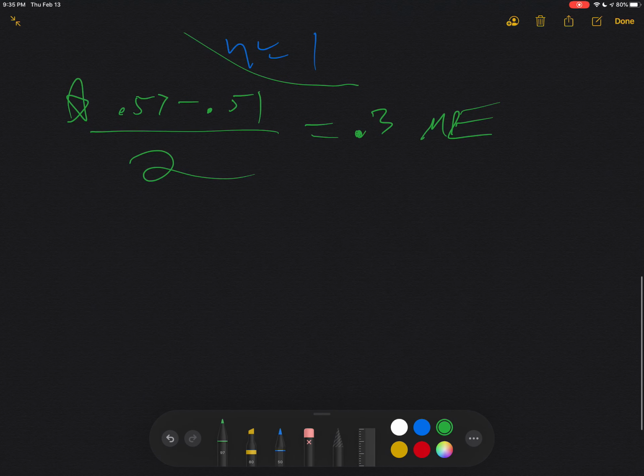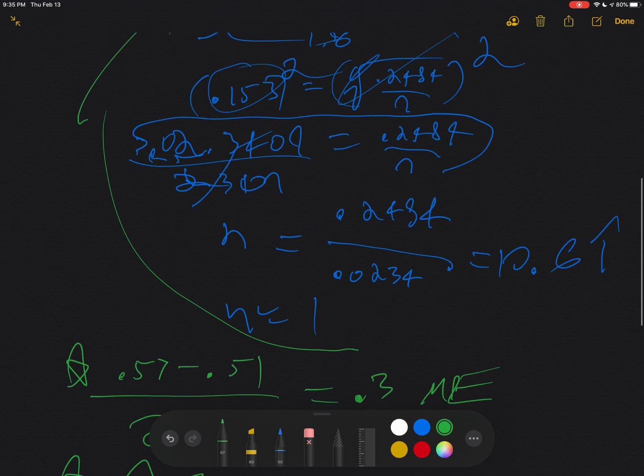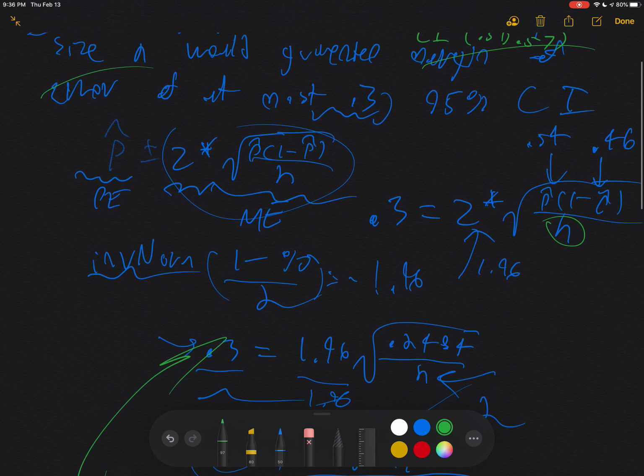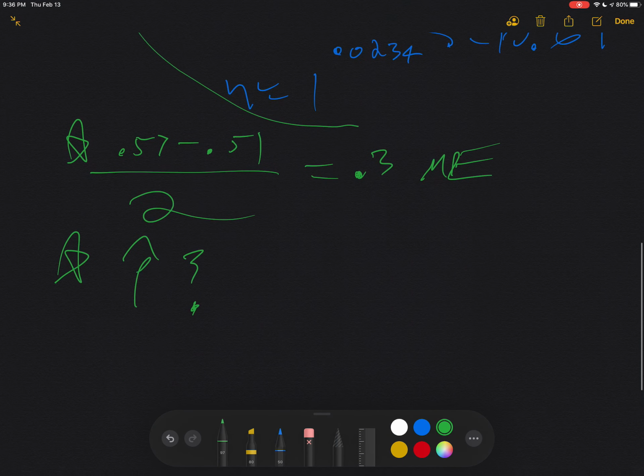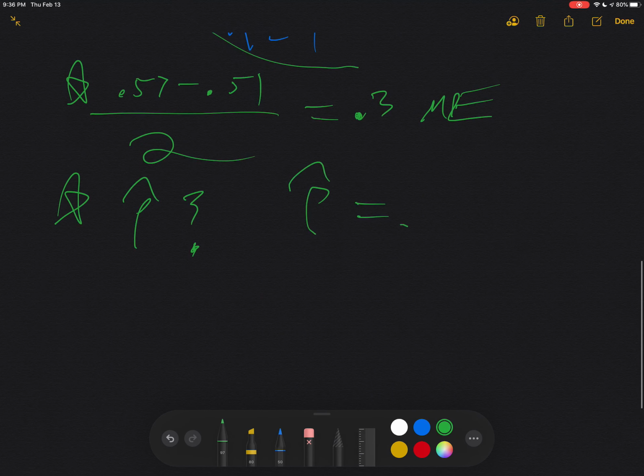And then the second case we need to consider is if they don't give us a p. So what p do we use? We want to use a p that maximizes the value on top, because we want the largest possible value. So if they don't give you a proportion, what you should just memorize is to put p as 0.5. This gives the largest value for p hat times 1 minus p hat.